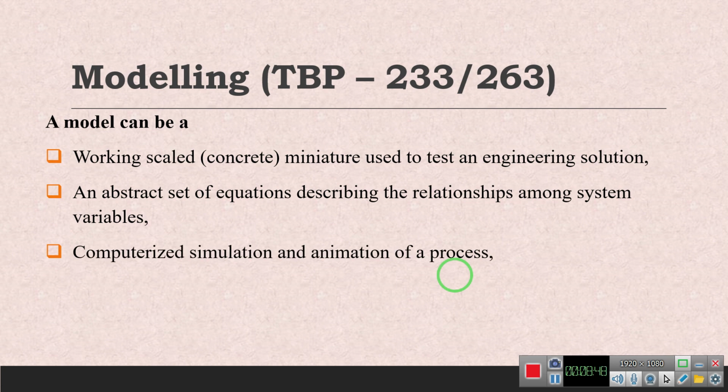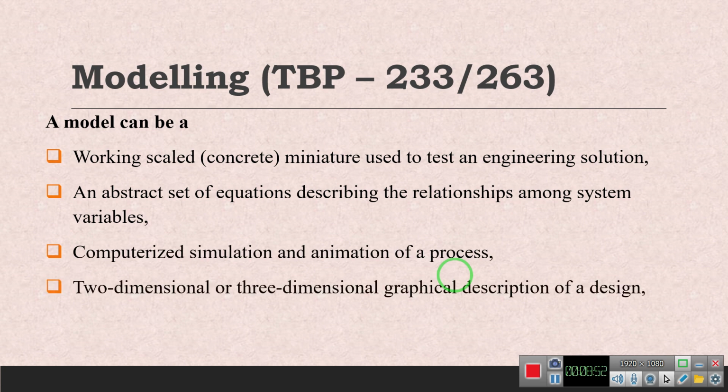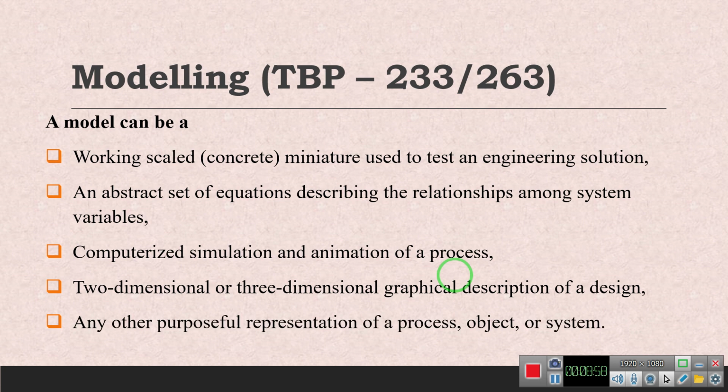A computerized simulation and animation of a process also can be a model. A two-dimensional or three-dimensional graphical description of a design also can be a model. Any other purposeful representation of a process, object, or system can be a model. These are the different models we can create as per our engineering solution. There is no need that all should be created; any one or many of them we can create.